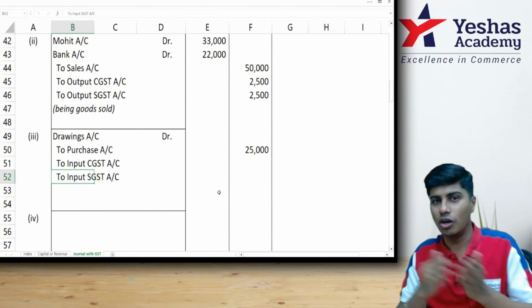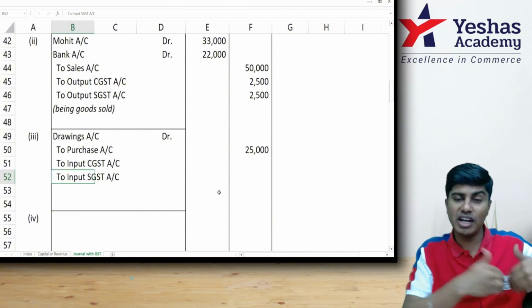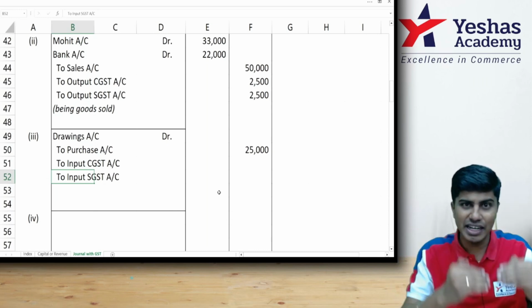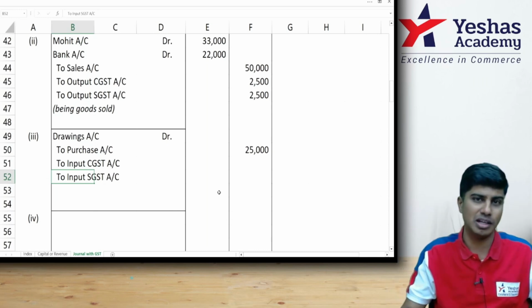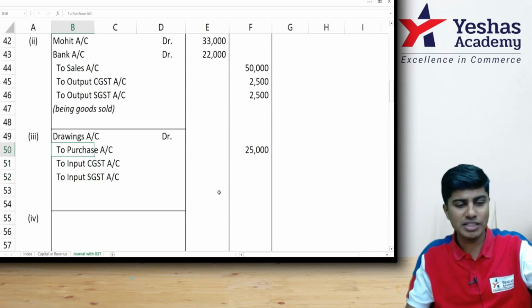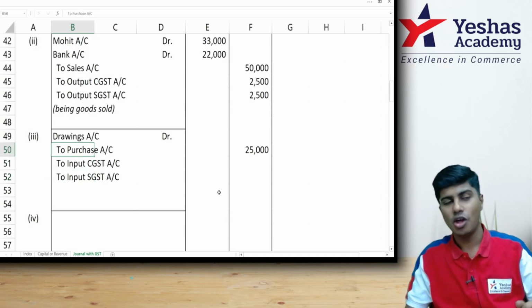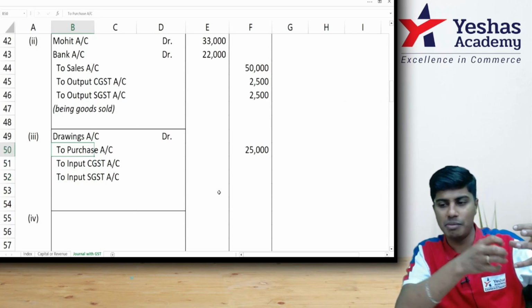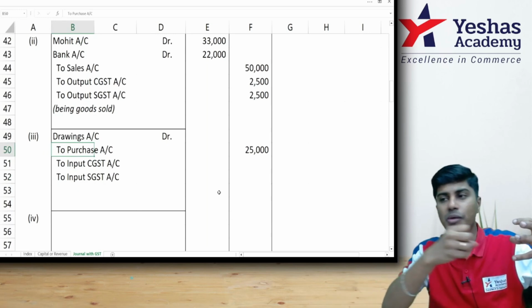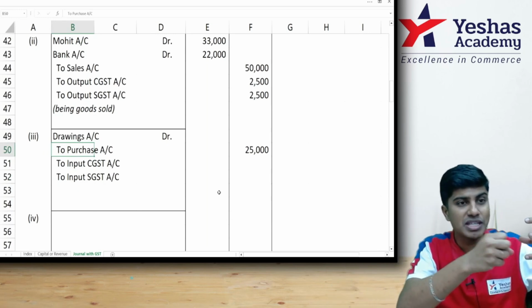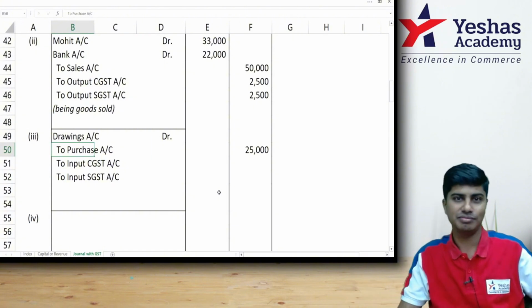If I had sold goods, output. If I consume it, if I take it for personal use, then it is reduction of input which was previously debited. Got it? This is not sales. This is reversal of the purchases. Of the purchases I made for business, some are made for personal use. So I'm reducing from business purchase. I'm reducing from business input CGST and SGST.